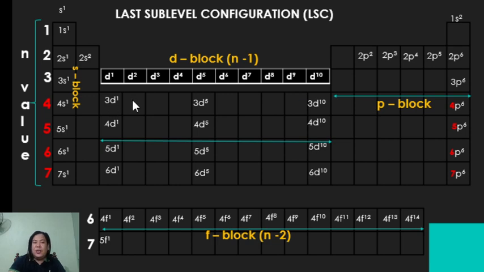So, 3D1, 3D2, 3D3, 3D4, 3D5, 3D6, 3D7, 3D8, 3D9, and then 3D10. Ganun din yun. 4D1, 4D2, and so on. 5D1, 5D2, and so on. 6D1, 6D2, and so on. So that is the last sublevel configuration of those elements belonging to the D block family.